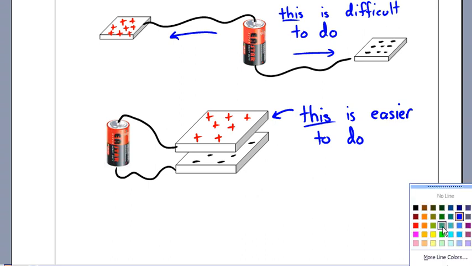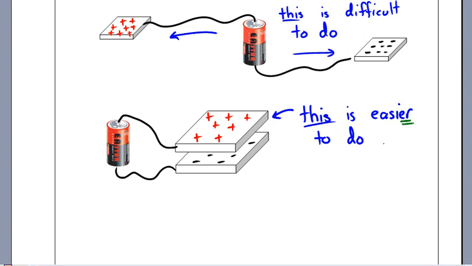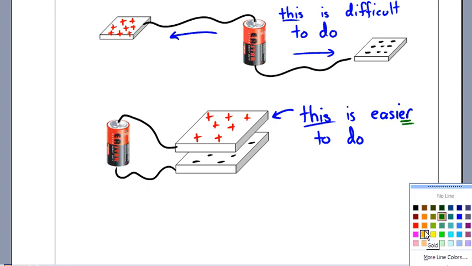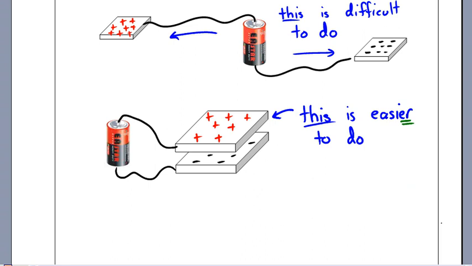But don't get me wrong, those charges do not want to pile up with all the positives on one plate and the negatives all on another. But if you put one plate near the other, it's a bit easier than if the plates are farther apart. So how about we put in here, this is easier to do, but it's still not easy.